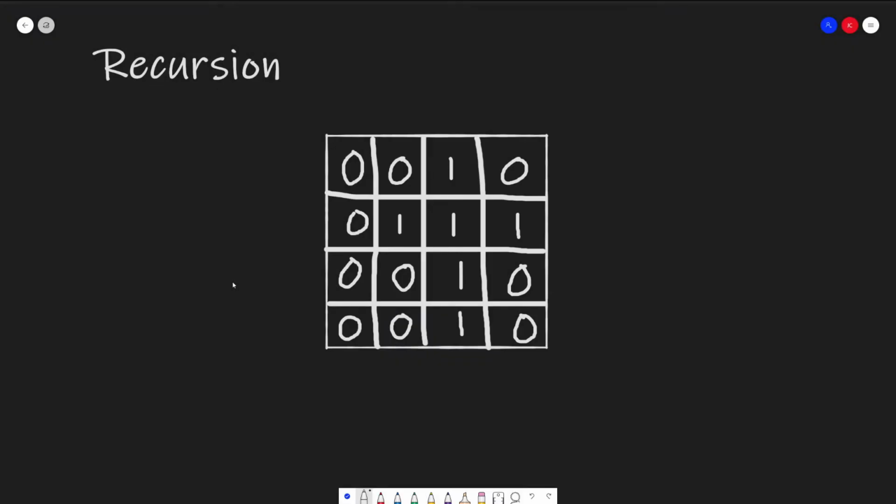For those of you who are familiar, this problem is very similar to the number of islands problem, where we count the number of islands in a 2D matrix. However, the twist in this problem is that we want to find the largest island instead.